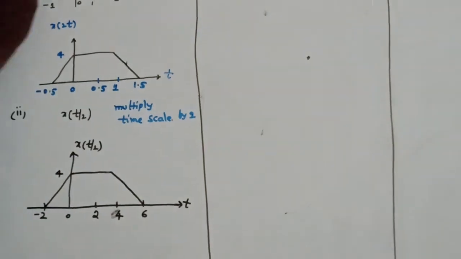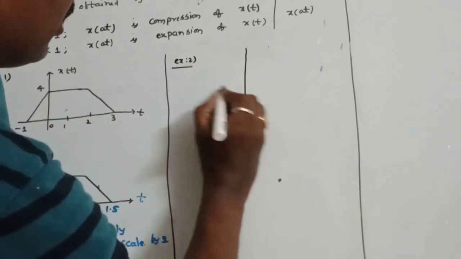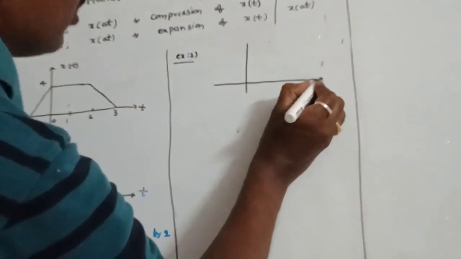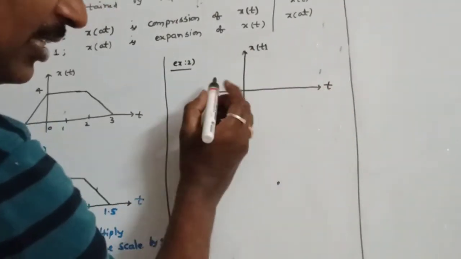Similarly, this was example 1. Let us take example 2, a similar kind of example. Say this is x of t versus t. The signal is given like this.